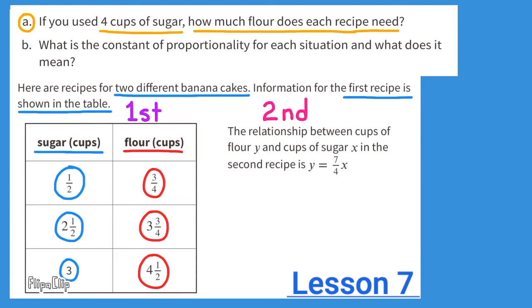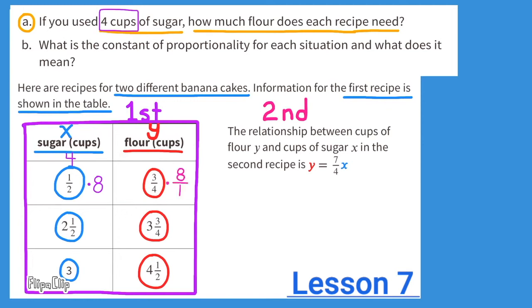The left-hand column of this table represents x, and the right-hand column represents y. To get 4 cups of sugar, I'd have to multiply 1/2 a cup of sugar times 8. And if I multiply the x column by 8, I need to multiply the y column by 8. So 1/2 times 8 is 4, and 3/4 times 8 is 6. In the first recipe, for every 4 cups of sugar, there are 6 cups of flour.